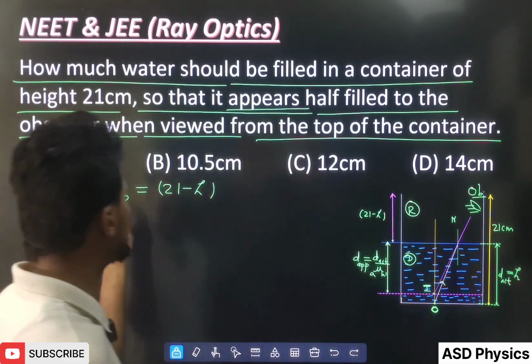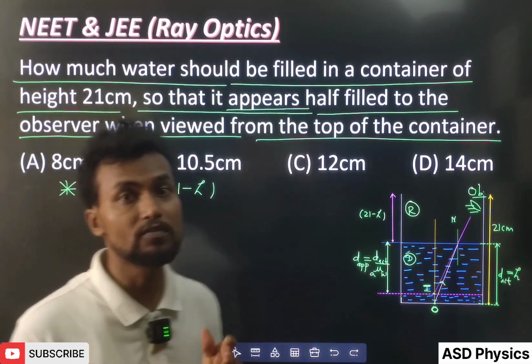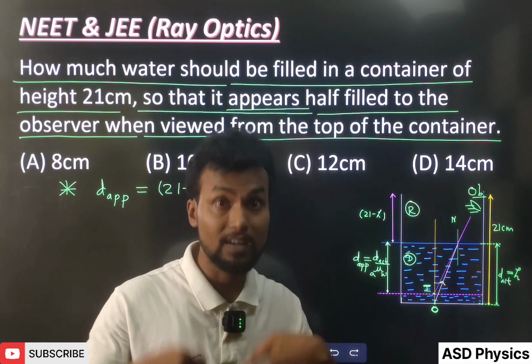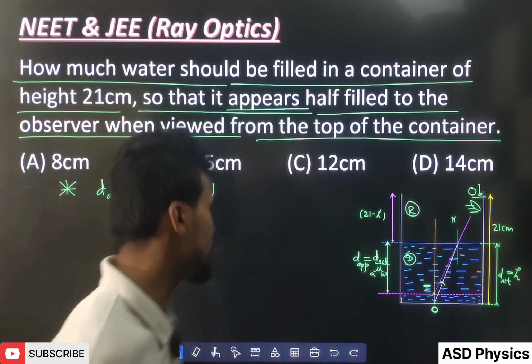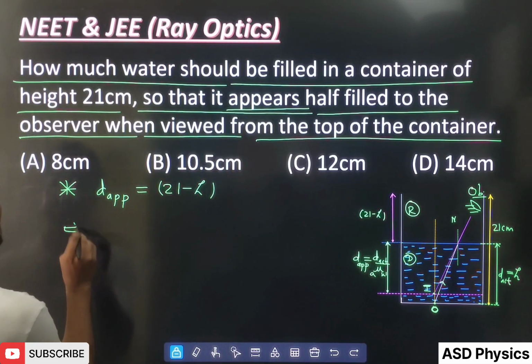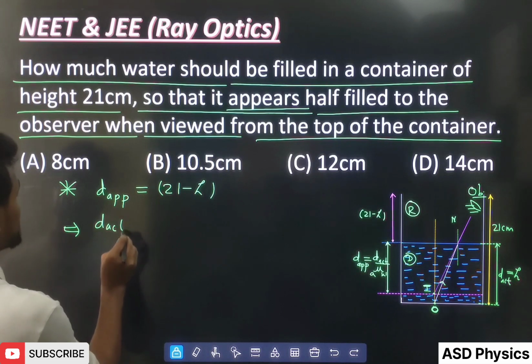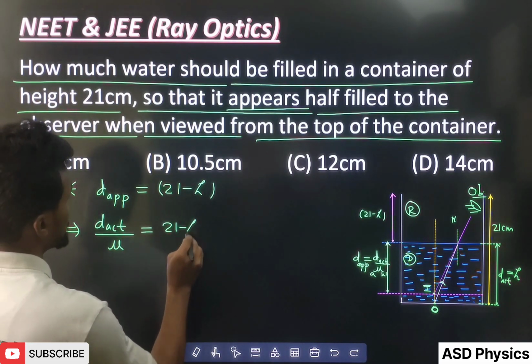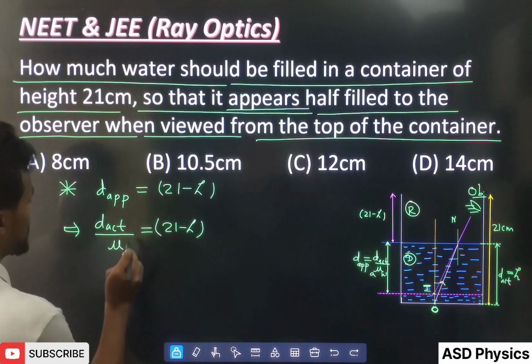Okay, so when both will be equal, in this situation only, what will happen is that to the observer this container will appear half filled. In this situation, kindly see here, d apparent is given by d actual by mu, which is equal to 21 minus h here. Now what is this here?